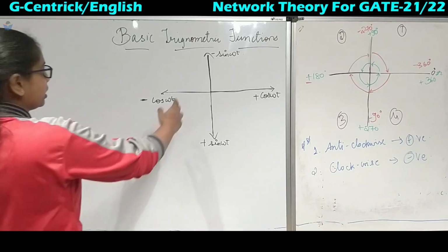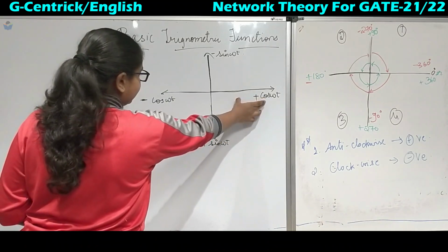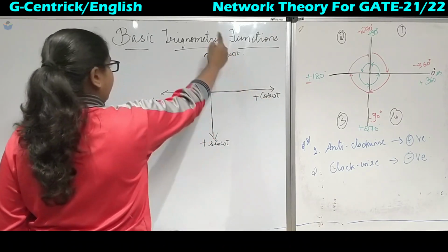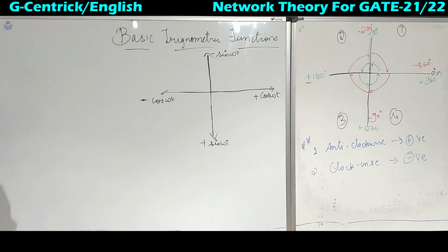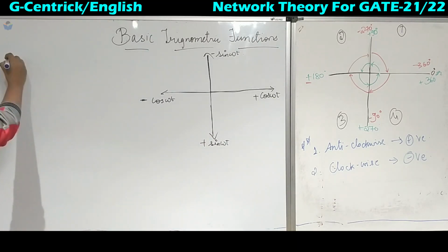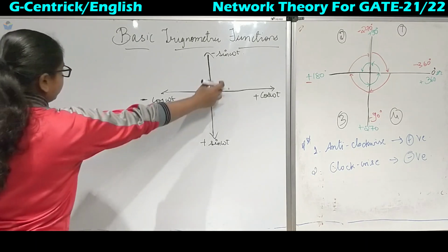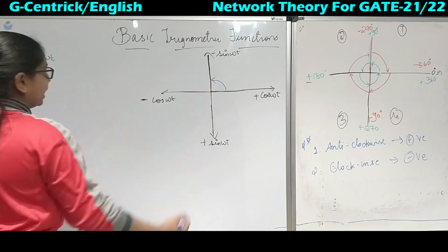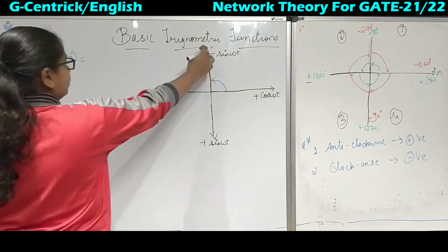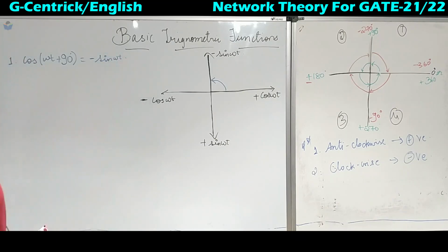What we will get, first I will move in the anti-clockwise direction, so I will take cos omega t as the reference, 0 degrees. So if I move towards this one, cos of omega t plus 90 degree. So I will write here first one, cos omega t. Okay, I am moving in this direction anti-clockwise, that is plus 90. So what am I getting here? Minus sin omega t.